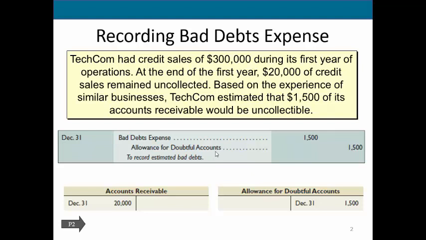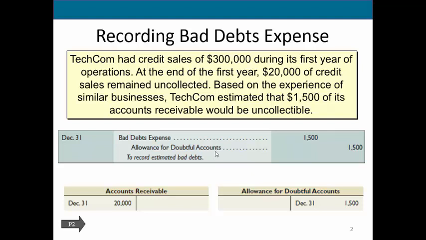So you can see here we have a company, they had credit sales of $300,000 during the first year of their operations. At the end of the first year, $20,000 of their credit sales remained uncollected. So based on their previous experience, we estimate that of the $20,000 that we have in accounts receivable, $1,500 will be uncollectible.